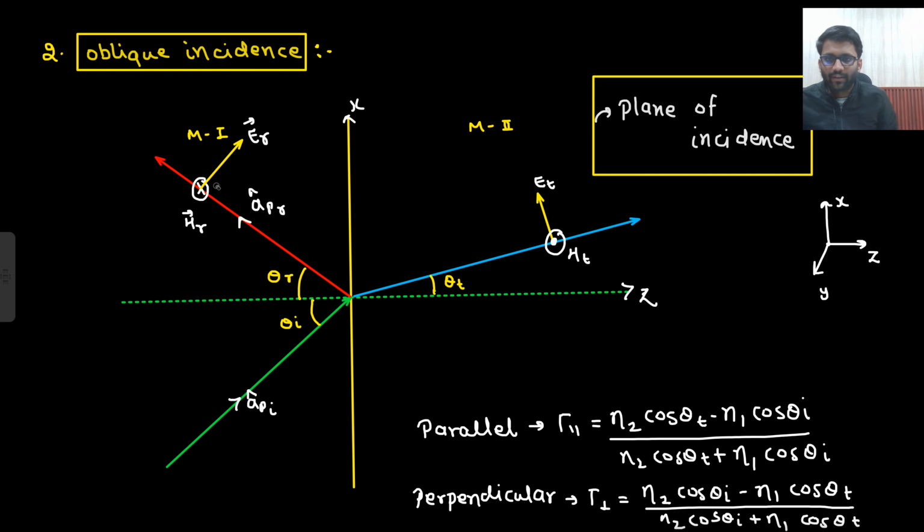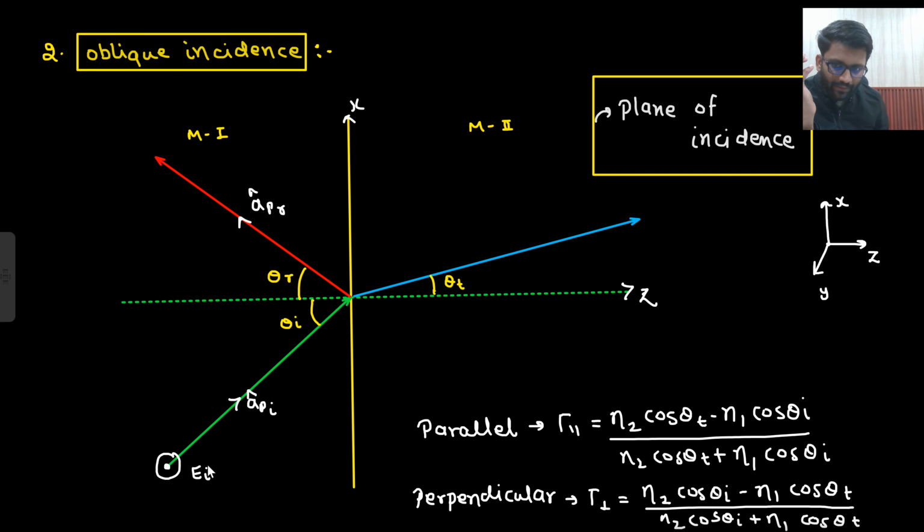Now we are making the diagram for perpendicular polarization. There, either I can assume my electric field to be here, or I can assume it to be going downward. I can assume anything. As of now, I am assuming this is my electric field. This is my incident electric field.